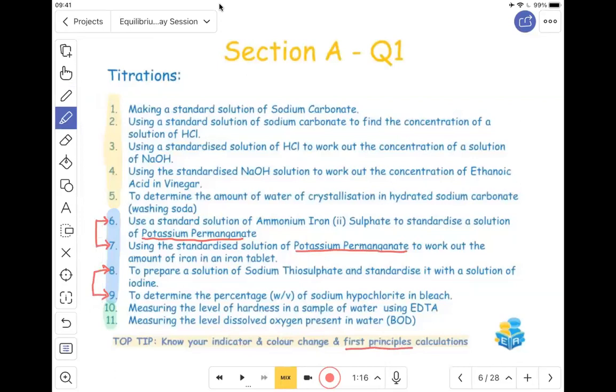So if you're looking for more information on first principles calculations, you can check that out on examrevision.ie. I'll show you the website before the end of our session today, and you'll see that I have examples of first principles done out for all of these titrations. So that would be very helpful for you. And again, they're all exam questions that are done out as well. So that's titrations, that's question one.